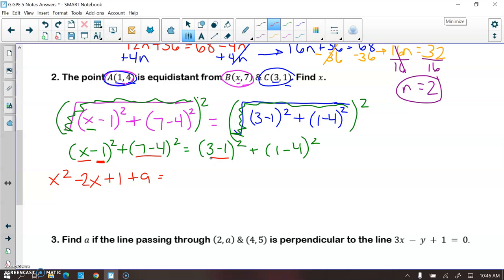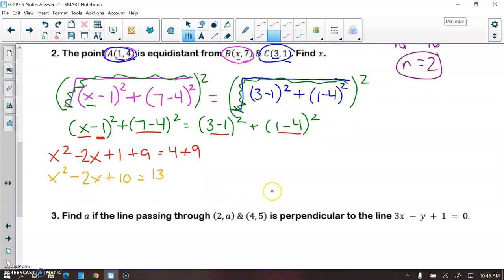minus a 1 is a 2 squared is a 4, and then here, a 1 minus a 4 is a negative 3 squared is a 9. Combining like terms. A 1 plus a 9 is a 10 here, and a 4 plus a 9 is a 13. Now, unfortunately, the x squared does not go away on this.